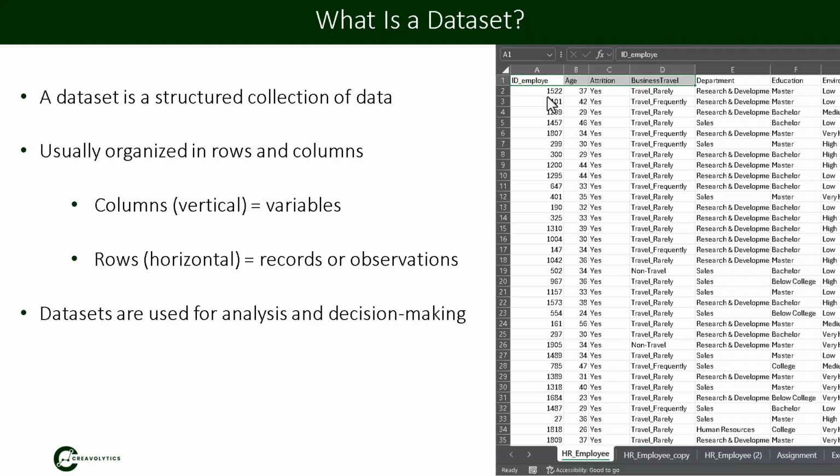Datasets are very important because they are used to analyze information and support decision making. By examining the patterns, trends, or relationships within the dataset, organizations can make informed decisions instead of relying on assumptions or guesswork. So in this case, like I mentioned earlier, we work with an HR employee attrition dataset from NovaCare Health Company.